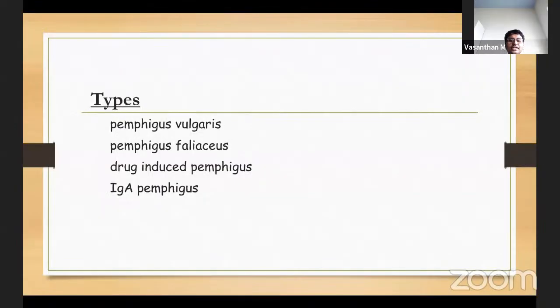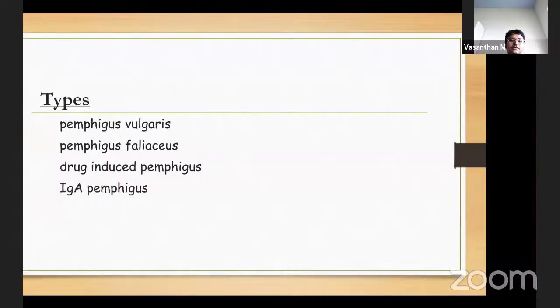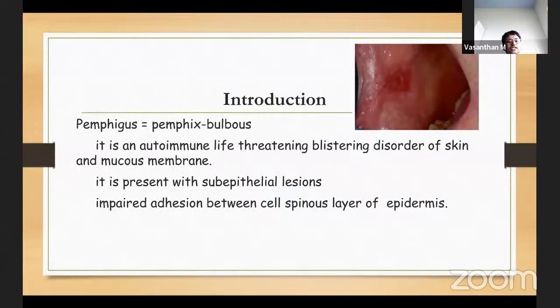These are the four major types of pemphigus. The first one is pemphigus vulgaris. This lesion can be present in both the cutaneous and mucous membrane. Pemphigus foliaceus can be present only in skin. And the other two, which are rare, are drug-induced pemphigus and IgA-mediated pemphigus. First, we want to know what pemphigus is. It is a type of autoimmune disorder that leads to blister formation in both skin and mucous membrane. It is due to a loss of adhesion between the epithelial cells.